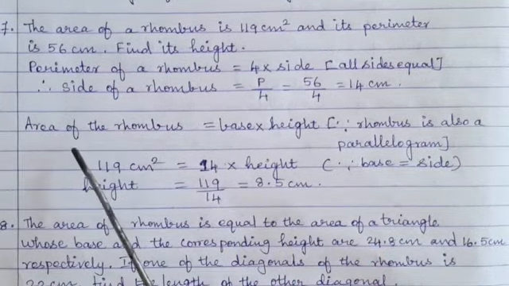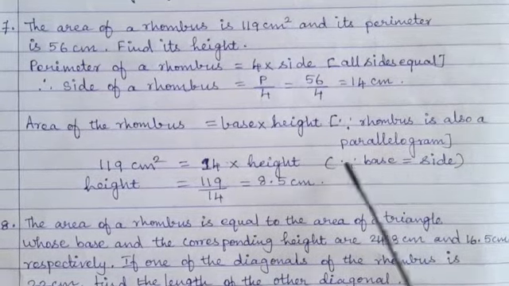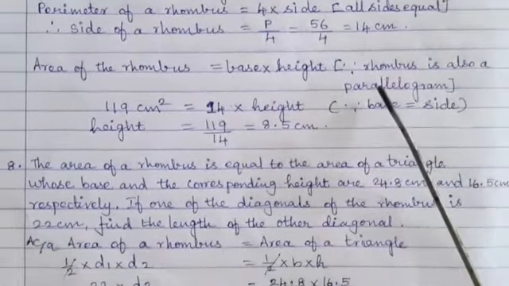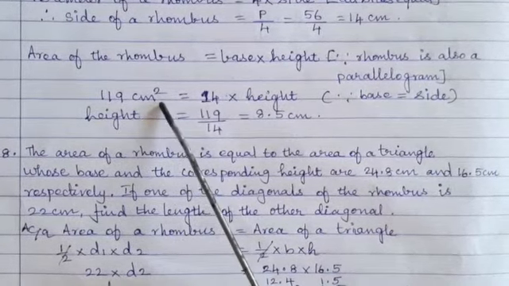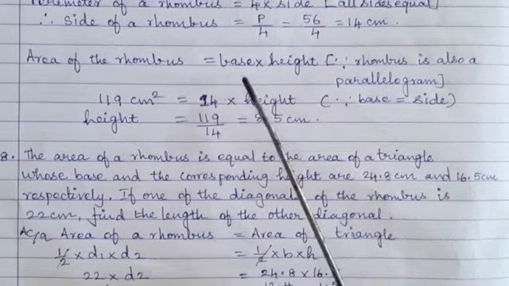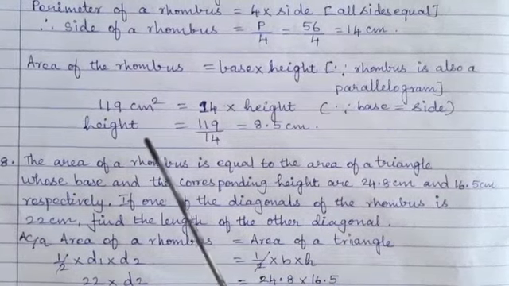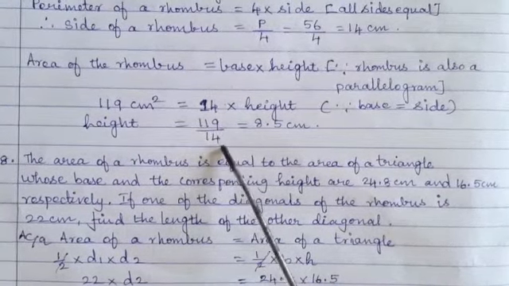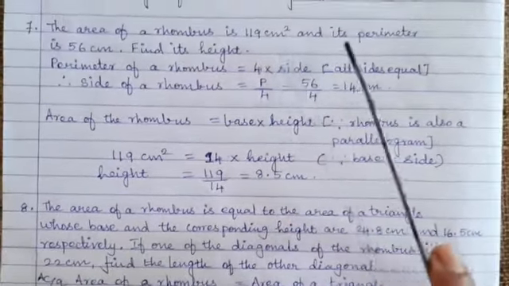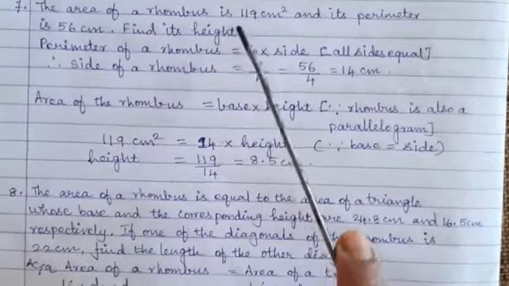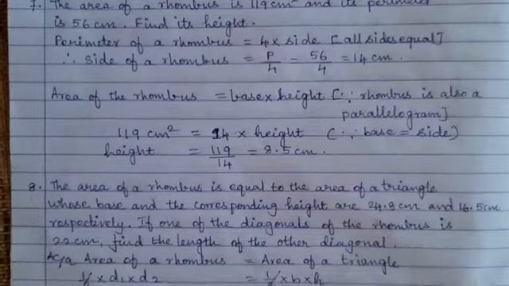One more formula for area of a rhombus, base into height. Because rhombus is also a parallelogram. Area of a parallelogram, we know that base into height. So area of a rhombus is given 119 centimeter square is equal to base, base is equal to side, that is 14 centimeter into height. So height equal to 119 by 14 is equal to 8.5 centimeter. So whatever the information given in the question, we first have to find out the things, then you come to the question.